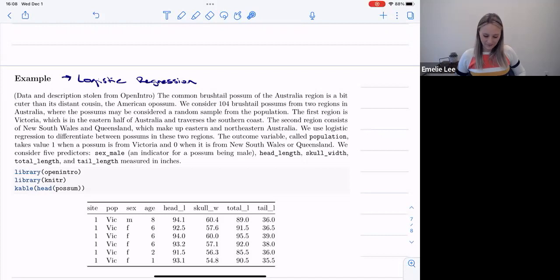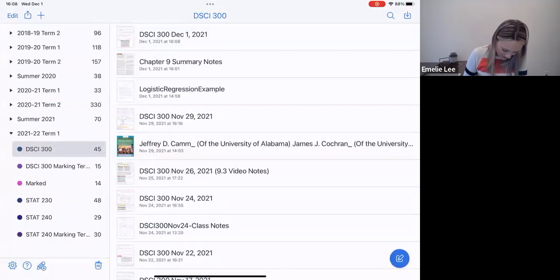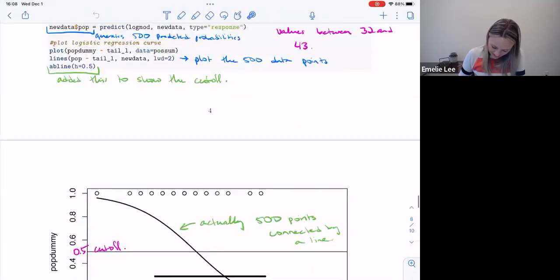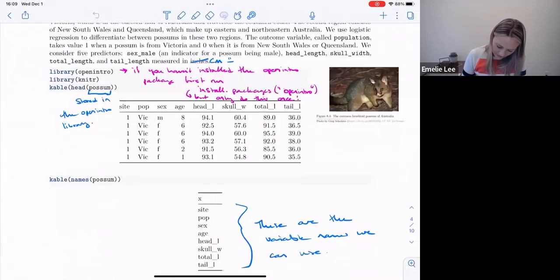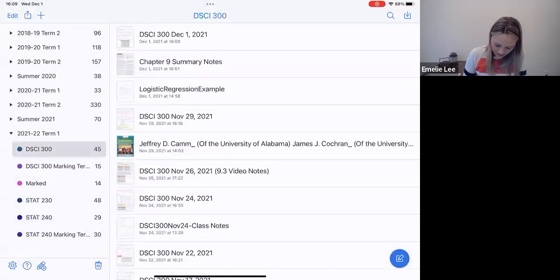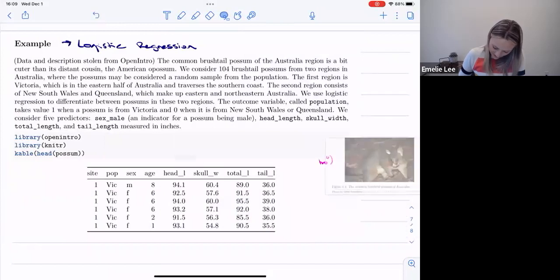So, but what we're going to look at is some possum data. So in Australia, there are these cute possums, and I went through this in my other class yesterday, and I found the image of these guys. Hey.